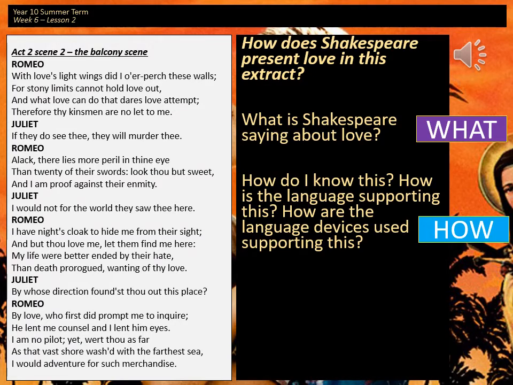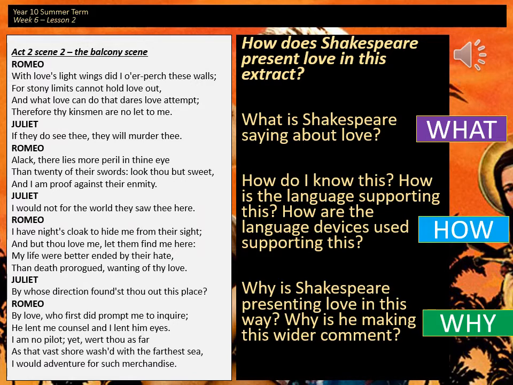And how are the language devices being used to support these ideas? And then finally, why is Shakespeare presenting love in this way? What kind of wider comment is he making, and why is he making that comment?